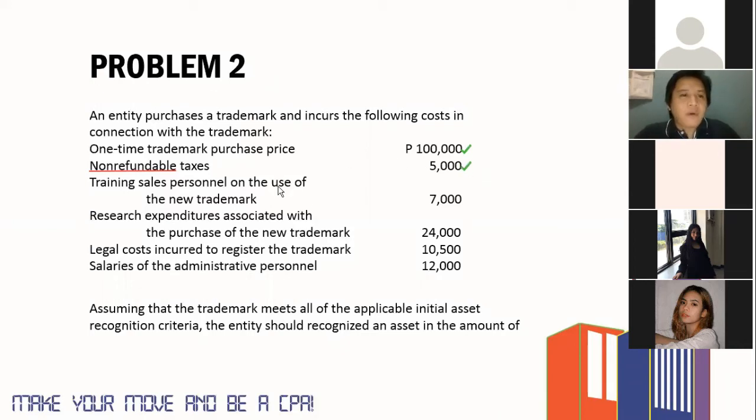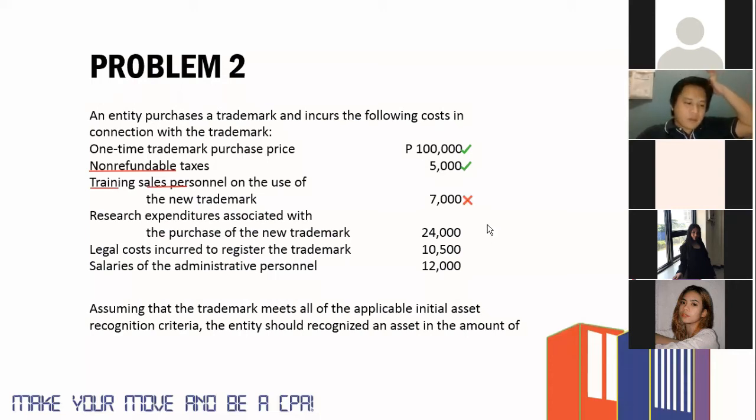Okay? How about the training of the sales personnel who are going to use the trademark? Okay. Again, please highlight training. Okay. Training and for sales personnel. So most likely, this expense is development of the manpower. So this could fall under sales training expenses or training expenses. So therefore, we do not include this amount.